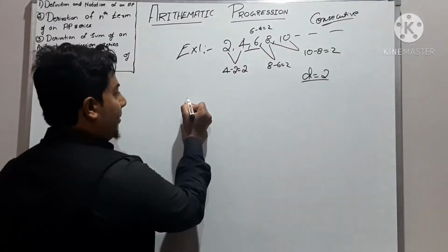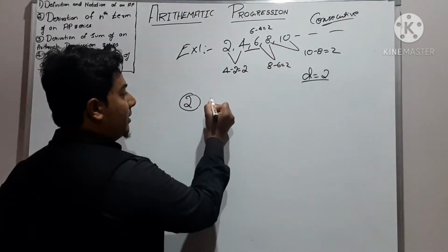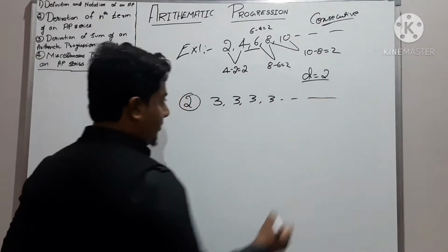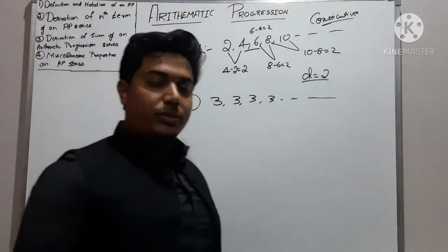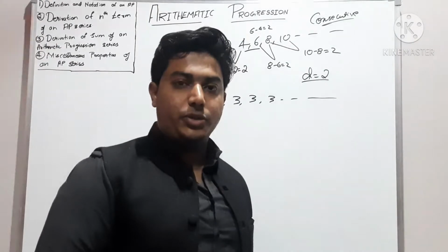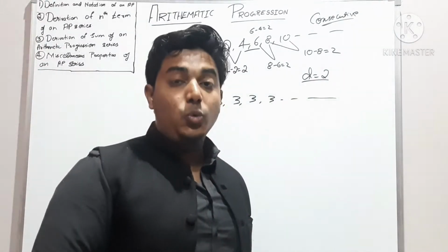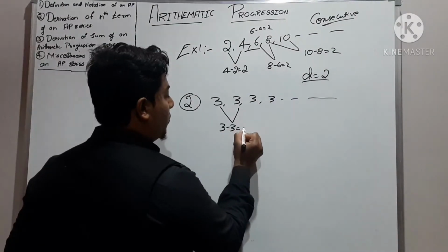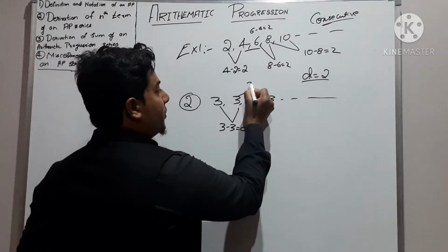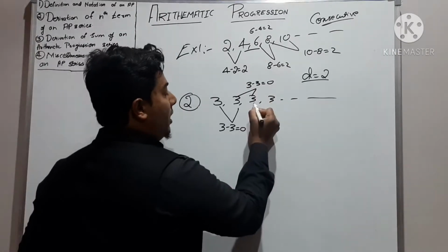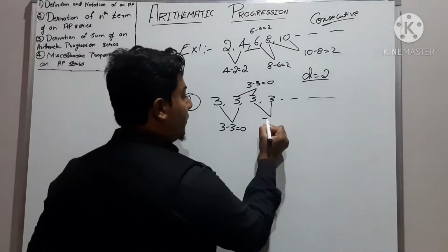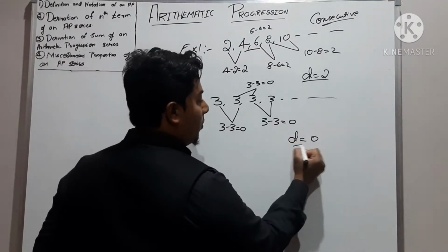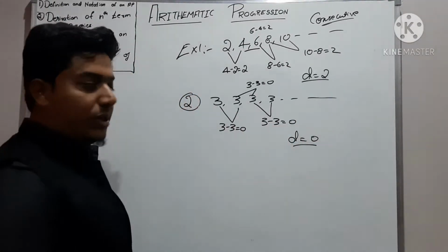Let us consider example 2, where we have the set of numbers 3, 3, 3, 3, etc. As by definition, we need to check whether the series is in arithmetic progression or not. We will take the difference between the two consecutive numbers. The difference 3 minus 3 is equal to 0, and this is the same for every pair. Since the common difference is equal to 0, the series is an arithmetic progression series.